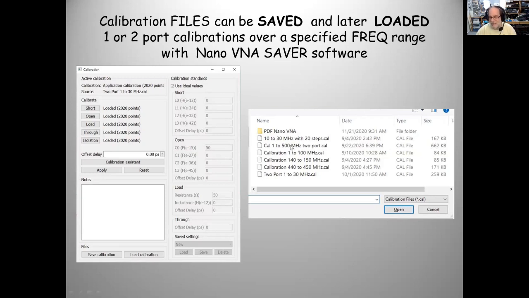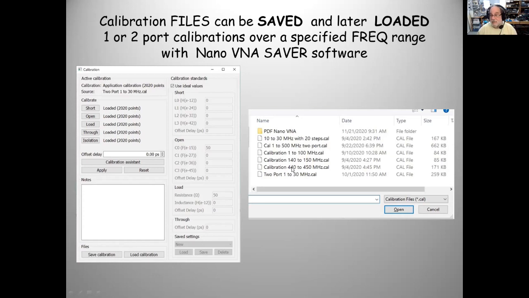And I thought, that's probably not very good, is it? I've calibrated over a huge frequency range. So I thought, well, how about just 1 to 100 megahertz? Oh, okay. Only 84 kilobytes. So in other words, I don't really care about the size of this. What I'm doing is calibrating this little NanoVNA over a certain frequency range. And then when I save it, I'm giving it the name of the frequency range so I know.